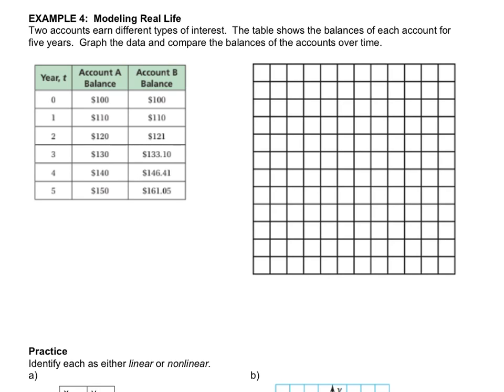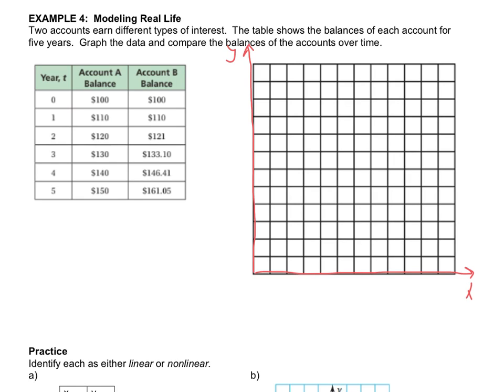On this one, we have two different accounts earning money. We have account A and account B. So what we first want to do is graph the data and compare the balances over time. I'm first just going to say, again, we aren't going to have negative time. You could have negative balances, but we're just going to focus on positive. Remember, this would be the y, this would be my x.